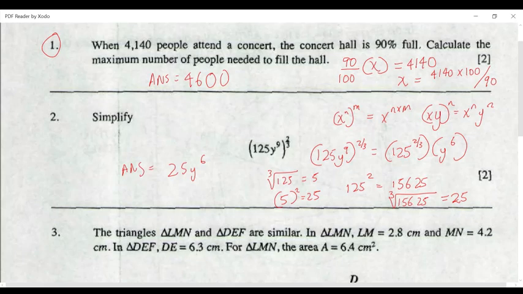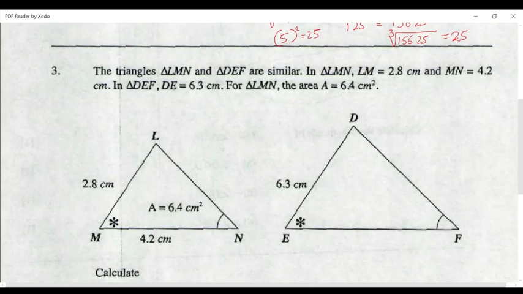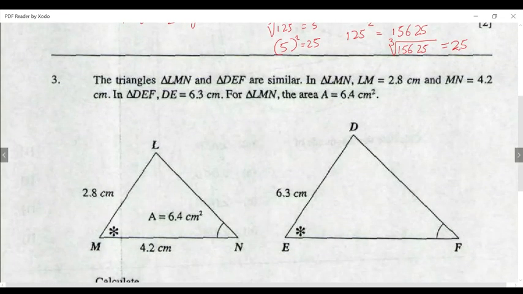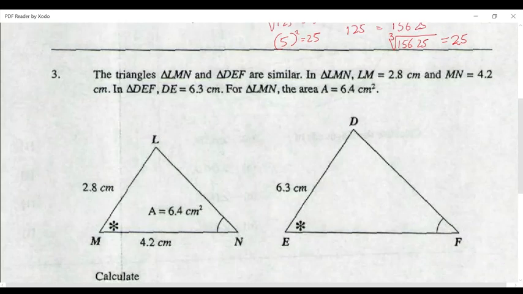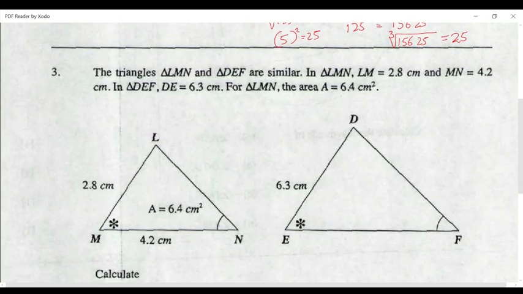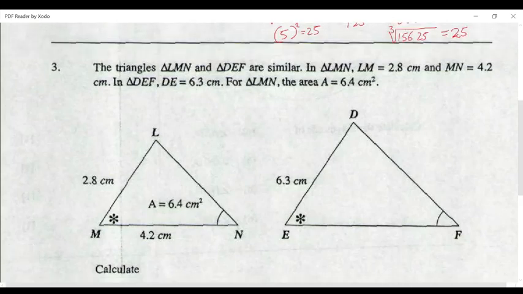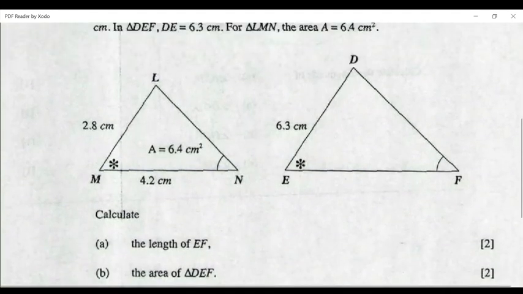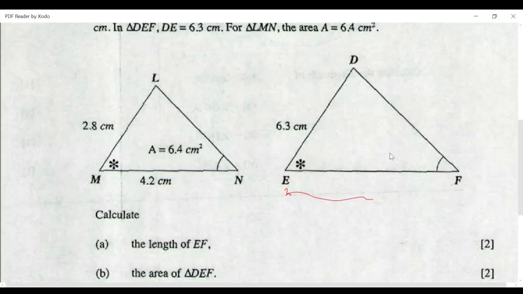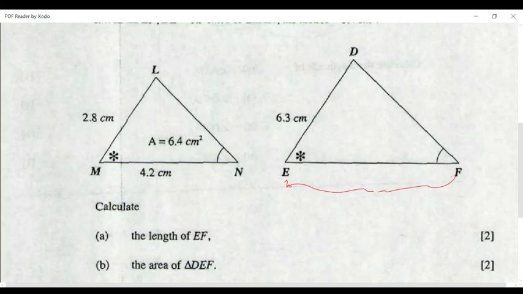All right, so next problem. The triangles LMN and DEF are similar. In LMN, LM is equal to 2.8, MN is equal to 4.2 centimeters, and in DEF, DE is 6.3. For LMN, the area is 6.4 centimeters squared. So they want us to compute EF here, and they want us to compute the area of DEF.